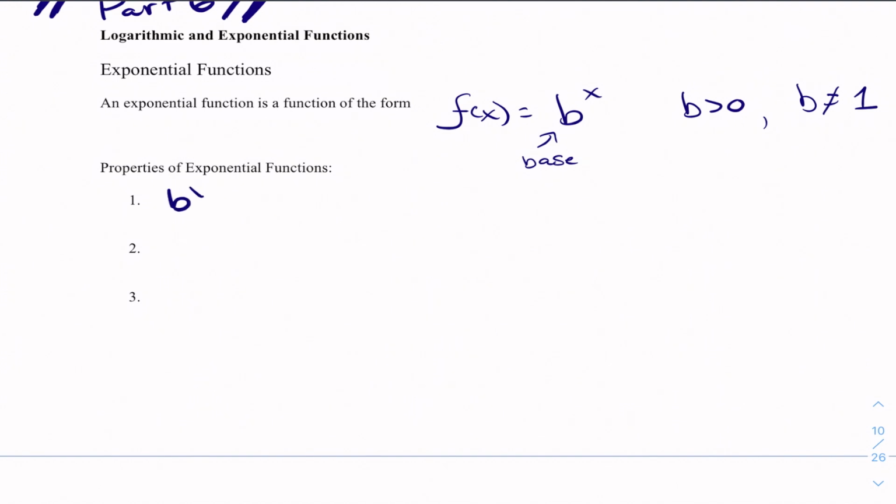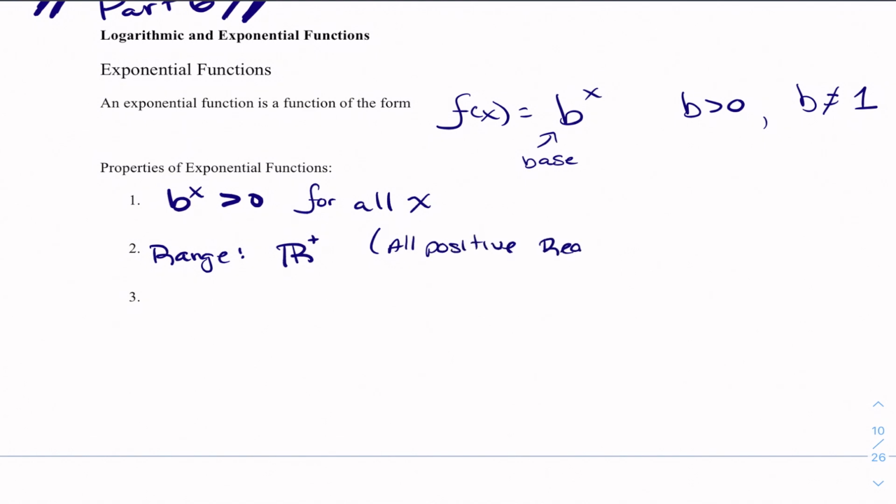First of all, b to the x, which means the y values or the outputs or the range for an exponential function, will always be positive for all x. Now, this doesn't bring into account shifts moving the graph down, but in general, an exponential function is a positive number generator. The range for an exponential function will be all positive real numbers.